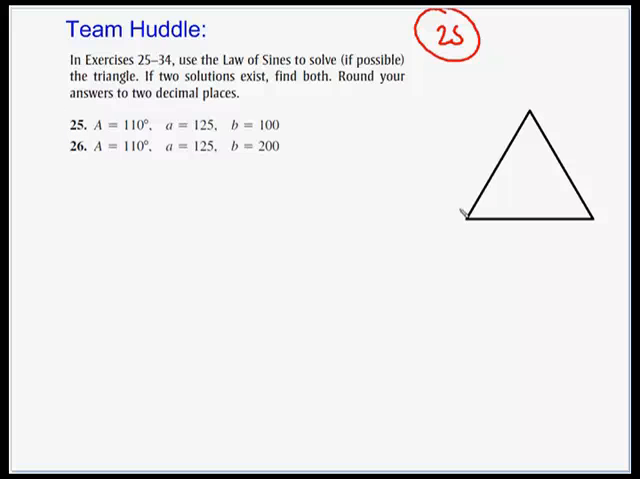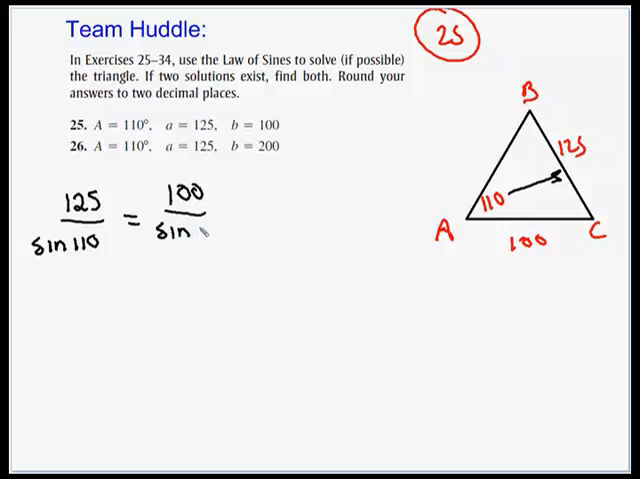So 25. Angle A is 110. Side A is 125. Side B is 100. And it looks like they're forcing us to solve again for angle B. So we have an angle on the side across. That is going to be 125 divided by the sine of 110 is equal to our other diagonal, where we have the side 100, but we're missing angle B. So that's 100 over the sine of B.